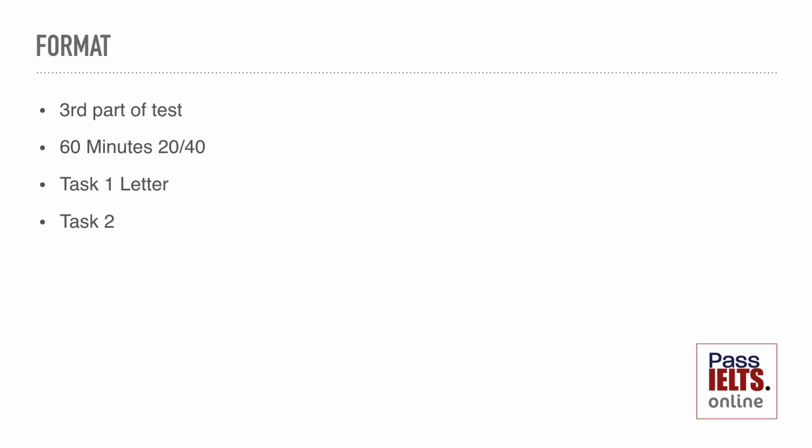Now we're going to look at the format of the writing section. It's the third and last part of the test, which is in the test room, and it lasts 60 minutes. There are 2 tasks, and we recommend you spend 20 minutes on task 1 and 40 on task 2. You have to complete both tasks in an hour. Task 1 is to write a letter, either formal, semi-formal or informal, and task 2 is writing a discursive essay.